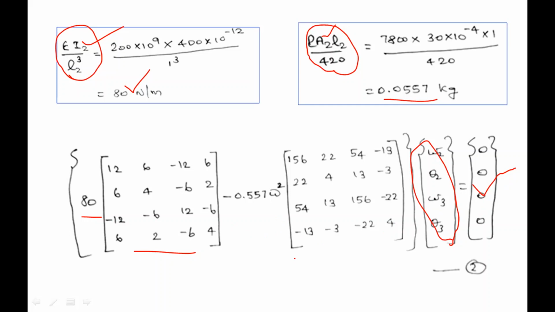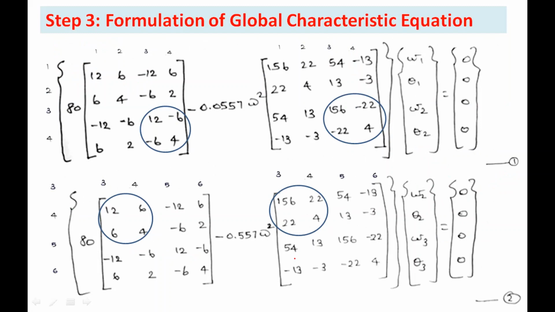How to assemble these two matrices? How to formulate the global characteristic equation? For that we will use the numbering scheme. I will quickly explain this numbering scheme because we already discussed it elaborately in the previous part. You can refer to the bar problem and truss problem for assembling the element characteristic equation. Anyway, I will quickly explain the procedure to follow to assemble the two element characteristic equations.